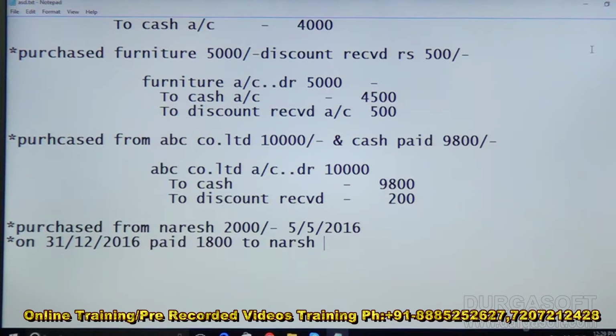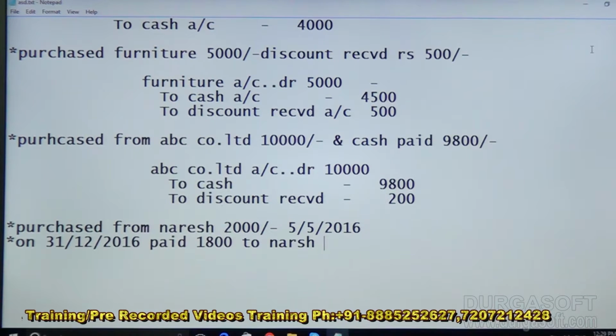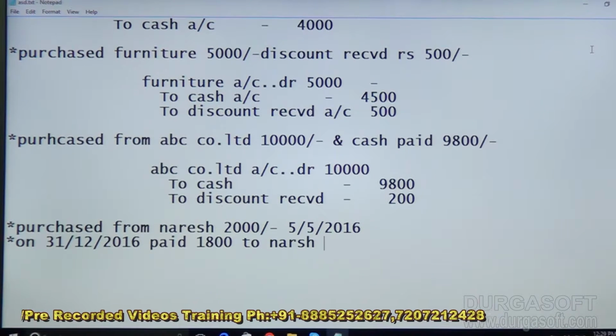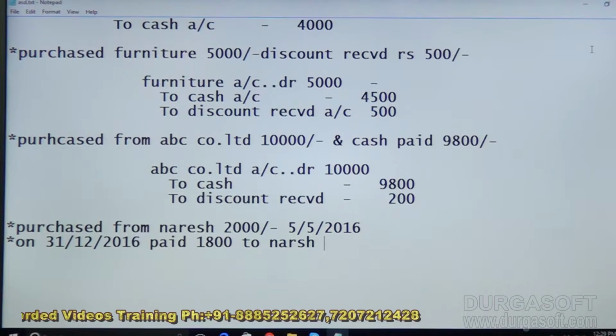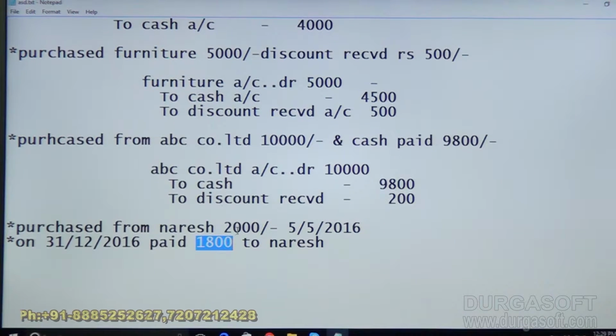What is this? We can see some transactions in the past: in some months you have purchased something for 2000, and after confirmation and satisfaction you have paid so and so amount on a requested date. So here you confirmed 2000, but here you have paid 1800. How much is the difference? Here we have 200 rupees. So that is a discount received. You have received the discount of 200 rupees.